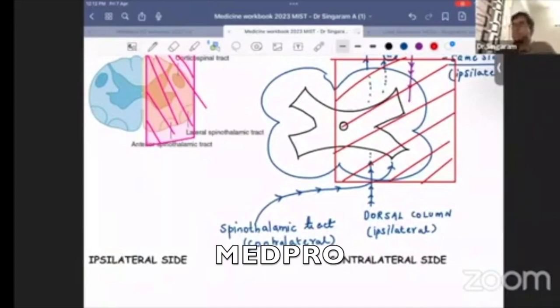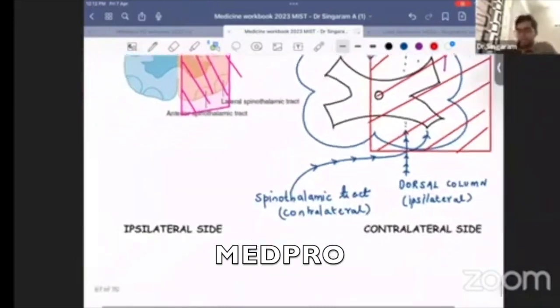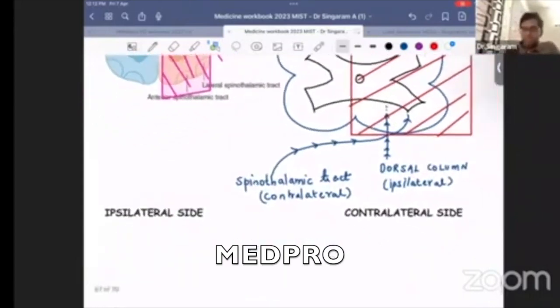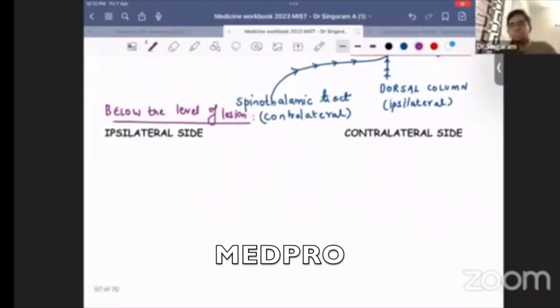So ipsilaterally, what are the problems you are getting? See, all the problems which I'm going to discuss are something which are occurring below the level of lesion. Please remember this. When you study your textbooks, there will be something given at the level of lesion, below the level of lesion and all. Don't get confused so much, because at your exam level, at the screening level, what they're going to ask is what are the manifestations due to this hemisection of the spinal cord below the level of lesion. That is what they're asking in your exam, and that's what you need to follow also.